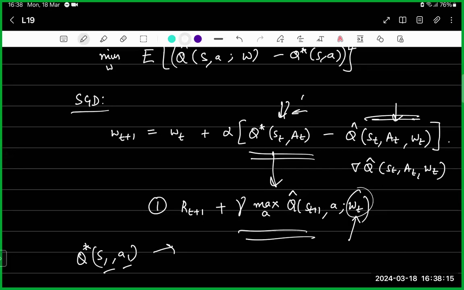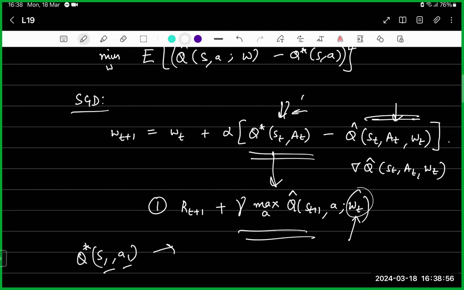If it was supervised learning, someone would have given you this data: for S1 comma A1, this is the value Q star of S1 comma A1. For example, if you're doing image classification, you would have been given some images, and for every image you'll know the true label. And that label won't change when you come back after some time. Even if you pass that image through the neural network, what you get in the output will keep improving, but your true label will remain the same. If you have a cat image, it will always say cat because you know the true value for the training data.